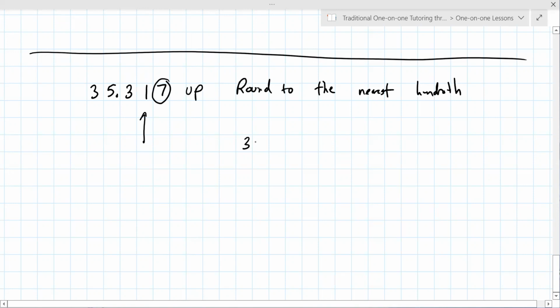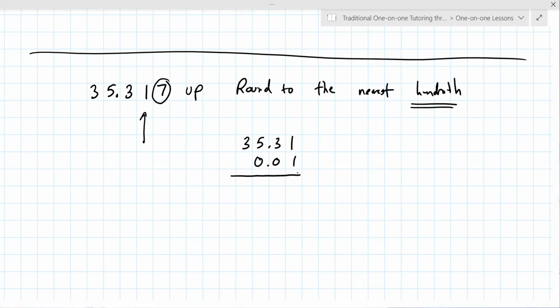So you write the number 35.31, and that would be correct if you were rounding down, but since we're rounding up, what do you need to add to it? The hundredth. And how much is a hundredth? 0.01. Okay, so you know how to do this. You've got to try to work this out on your own. That's part of this process.